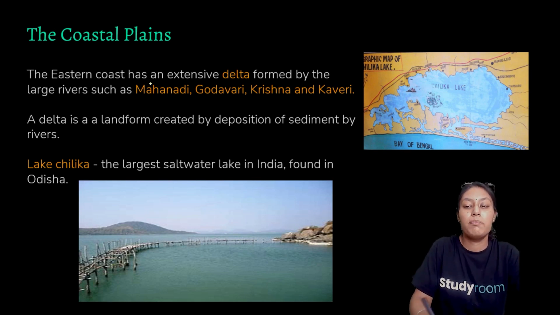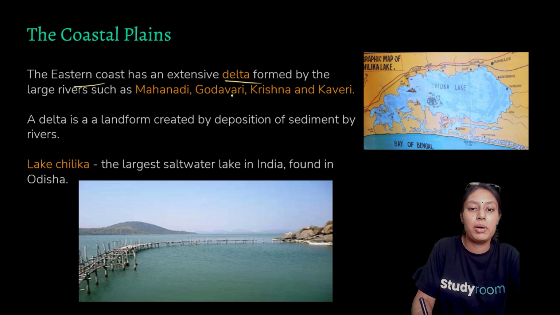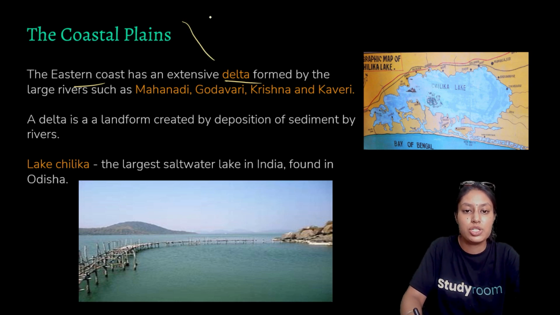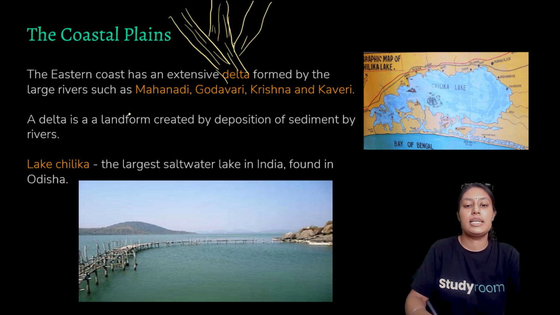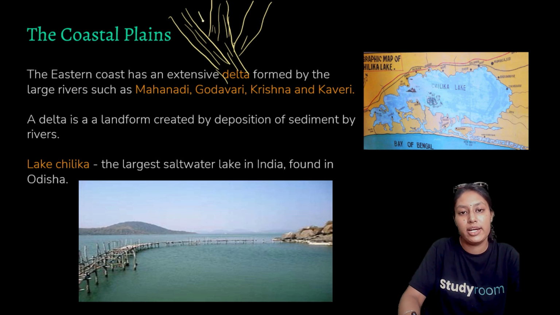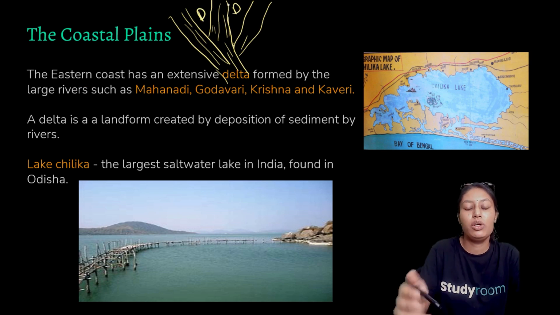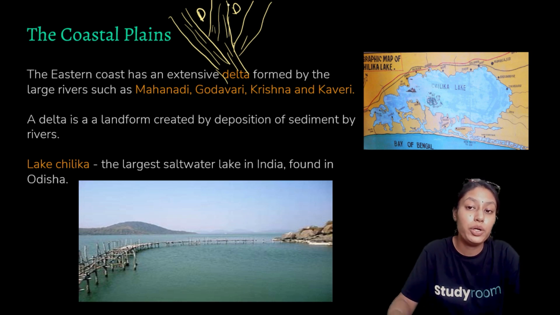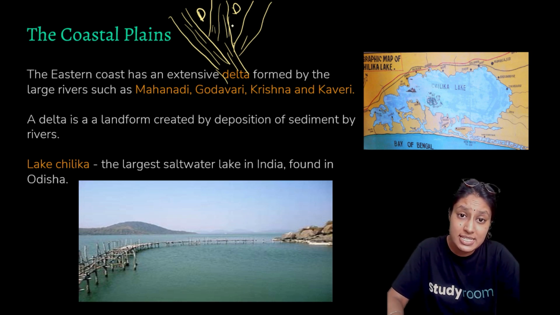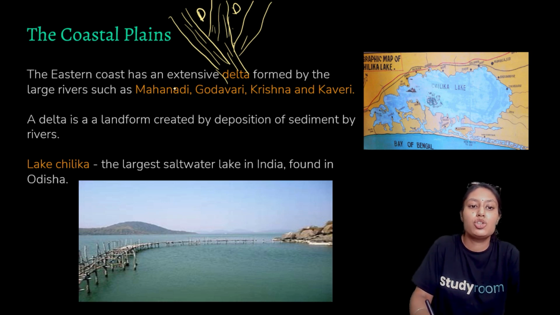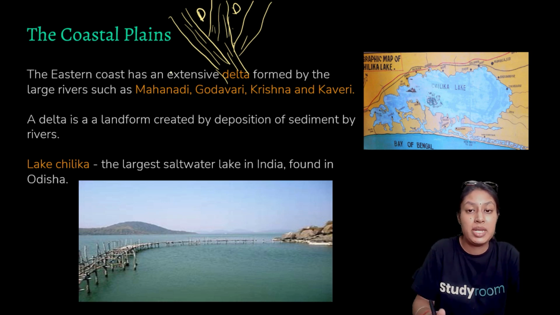Now, in the coastal plains, the eastern coast has extensive deltas. Delta is basically a triangle formed by large rivers. For example, this is one river flowing, this is a second river flowing and merging, this is a third river flowing. This is called a delta, where I'm writing D. It is a place where two or more rivers meet, and this land is called a delta. The eastern coast has many deltas.